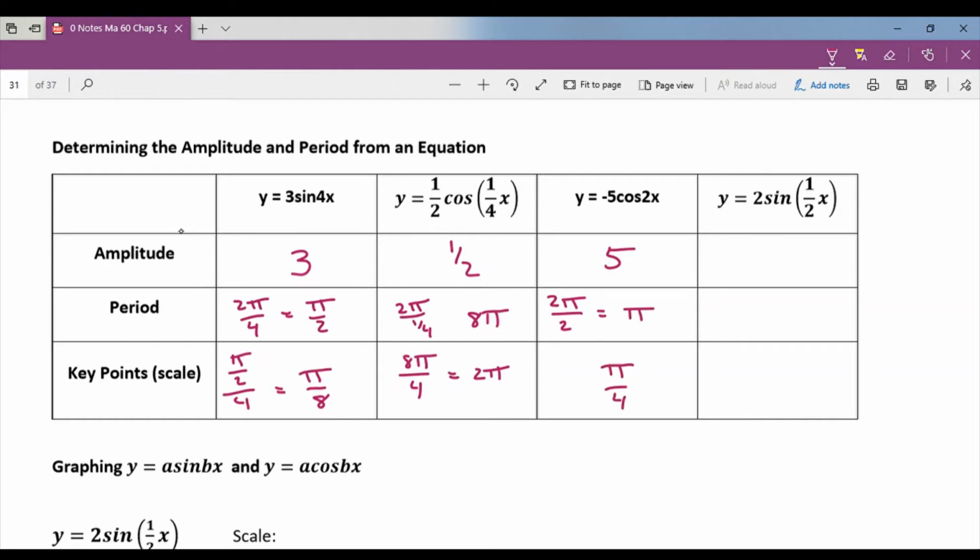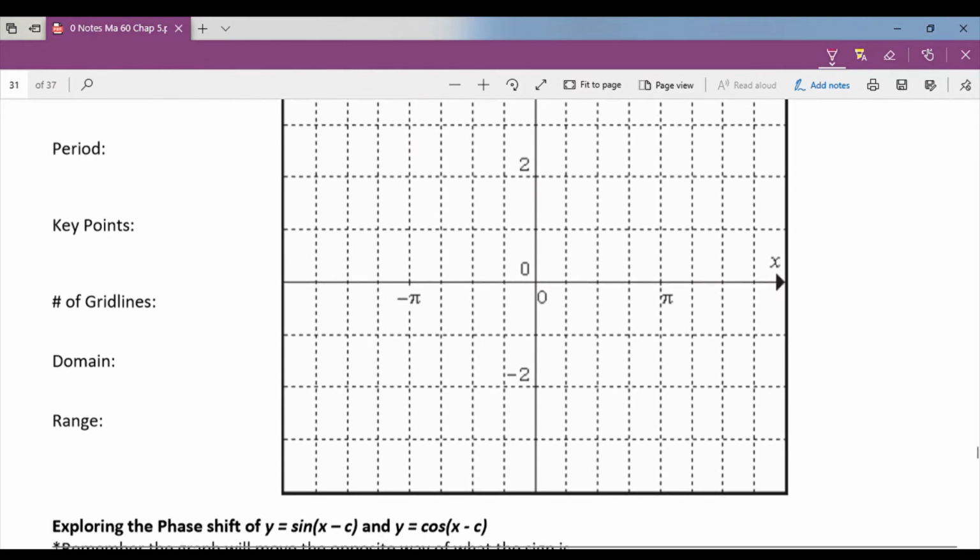The last one, my amplitude is 2. My period is 2 pi divided by 1/2, which is 4 pi. And then they're going to happen every period. You're going to have 4 key points. So they're going to happen every pi. So practicing graphing a couple.